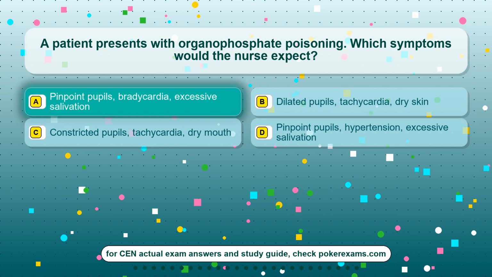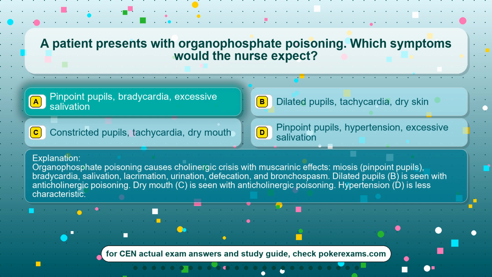The correct answer is option A, pinpoint pupils, bradycardia, excessive salivation. Organophosphate poisoning causes cholinergic crisis with muscarinic effects: miosis, pinpoint pupils, bradycardia, salivation, lacrimation, urination, defecation, and bronchospasm. Dilated pupils, B, is seen with anticholinergic poisoning. Dry mouth, C, is seen with anticholinergic poisoning. Hypertension, D, is less characteristic.